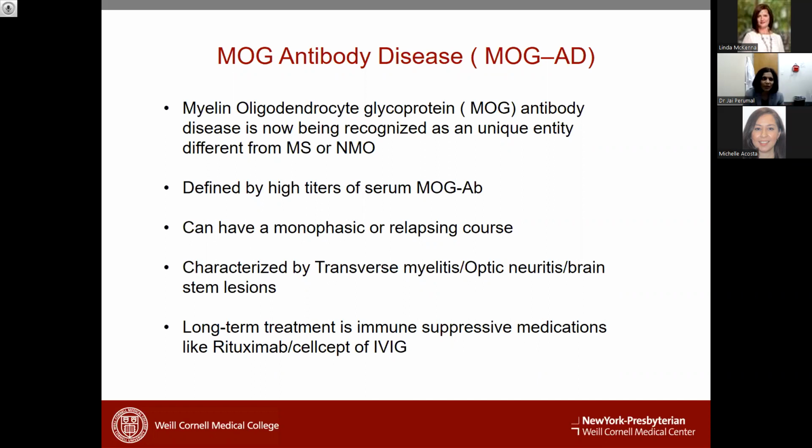Earlier, even before NMO was identified in 2004, we treated NMO as a subtype of MS, called it opticospinal MS. Same way, I guess we have been including MOG into the MS group until now, till the identification of this particular antibody. And now it's like, you know what, this is an even separate entity.